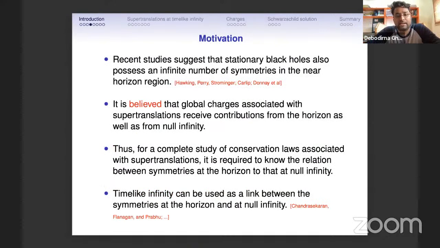Another motivation is that the recent studies by Hawking, Perry, Strominger, Donnay et al. suggest that stationary black holes also possess an infinite number of symmetries in the near horizon region. It is believed that global charges associated with super translations receive contributions both from the horizon as well as from null infinity. Thus, for a complete study of conservation laws associated with super translations, it is required to know the relation between symmetries at the horizon and those at null infinity. Time like infinity can be used as a link between the symmetries at the horizon and at null infinity.